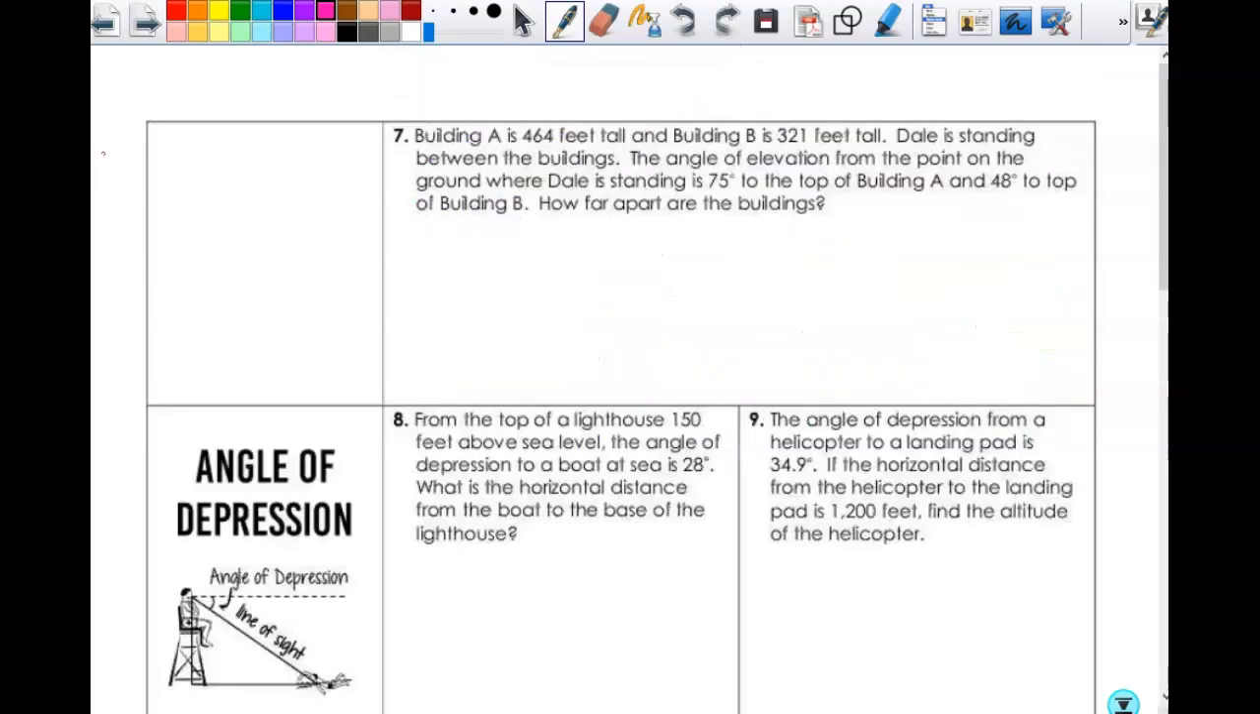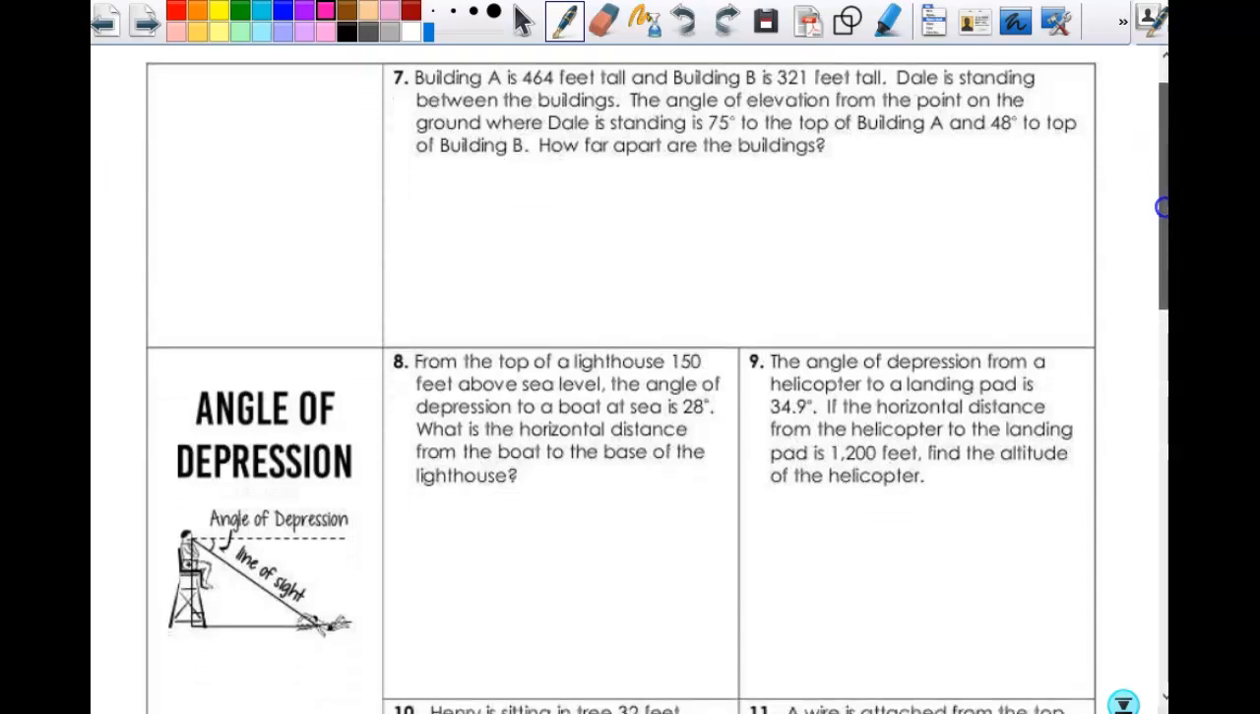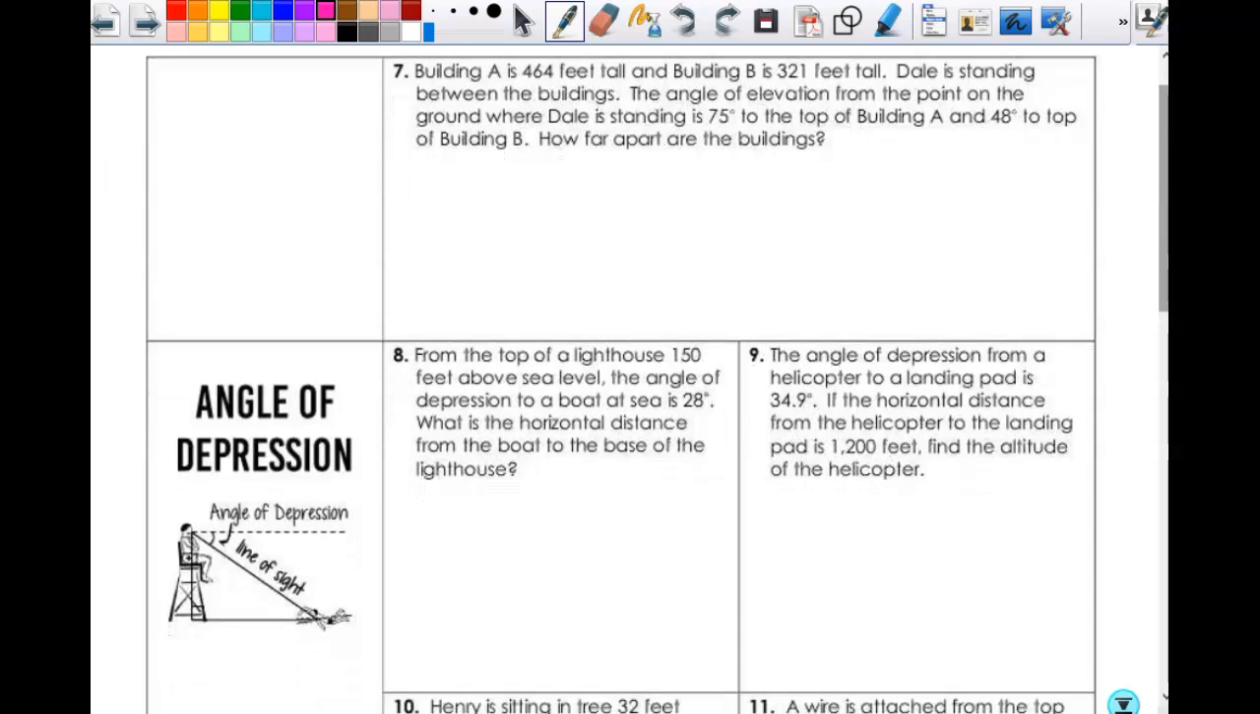All right, flip it over. Let's look at number 7. It says building A is 464 feet tall and building B is 321 feet tall. Dale is standing between the two buildings. The angle of elevation from the point on the ground where Dale is standing is 75 degrees to the top of building A, 48 degrees to the top of building B. How far apart are the buildings?